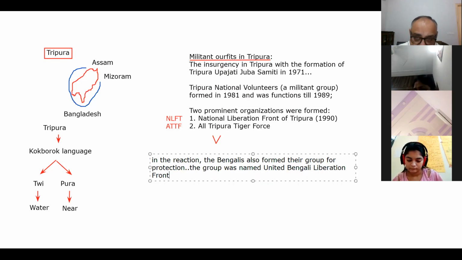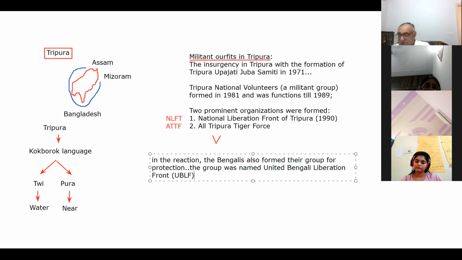Liberation Front was the name of the group. So UBLF was the name of that group, United Bengali Liberation Front, that was formed, right? So this group was, you can say, supported by the Communist Party of Tripura.